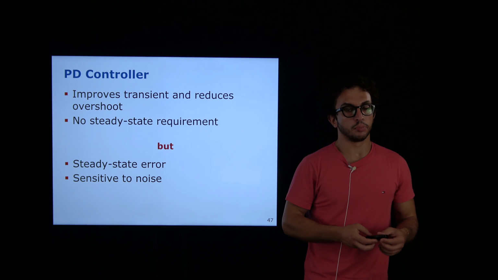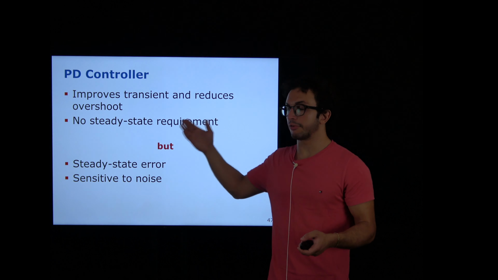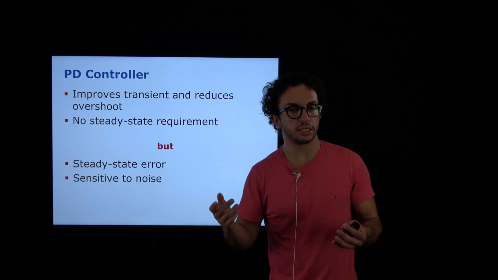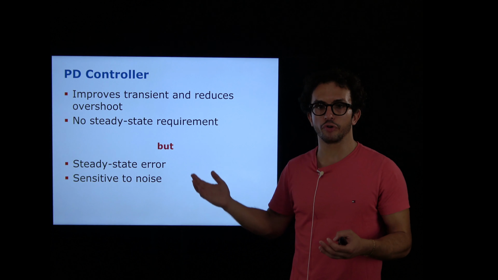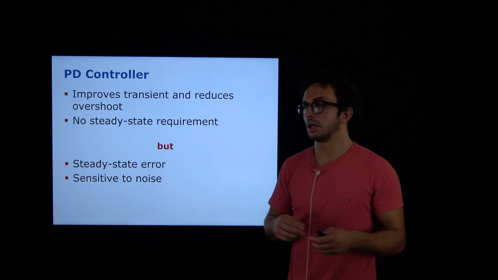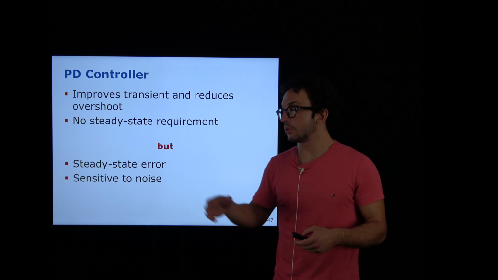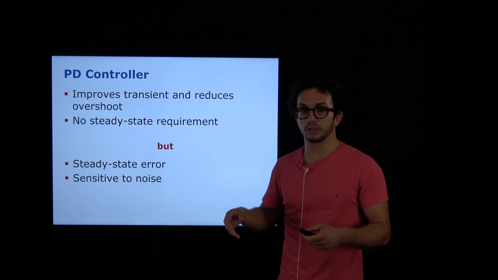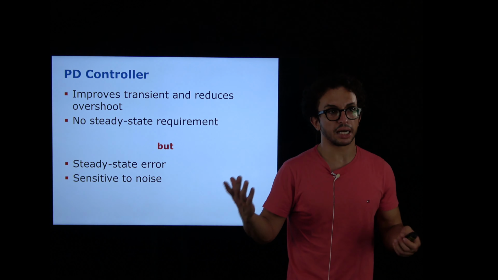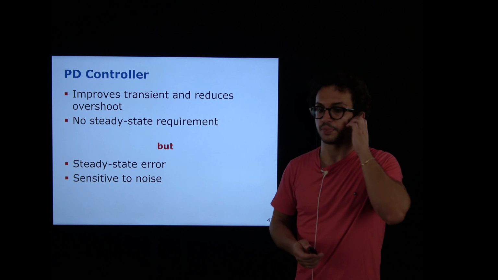For the PD that we used for the example before, we have a good transient. We can basically reduce the overshoot to zero because the damping effect from the derivative term is able to deal with the overshoot. But again, we have no steady state requirement. So this leads to steady state error. It might lead to steady state error, as in the case of the systematic bias we've introduced before.